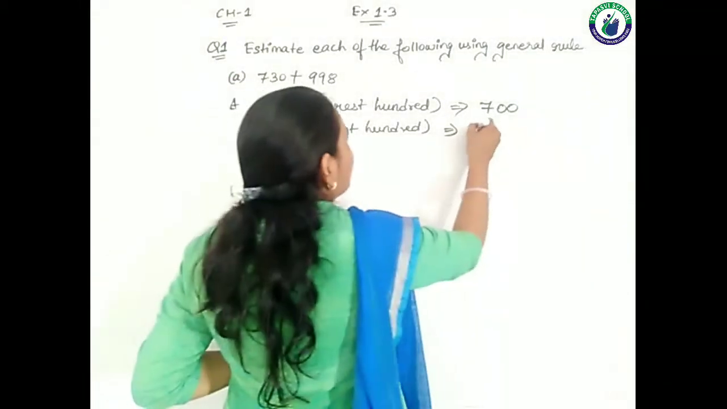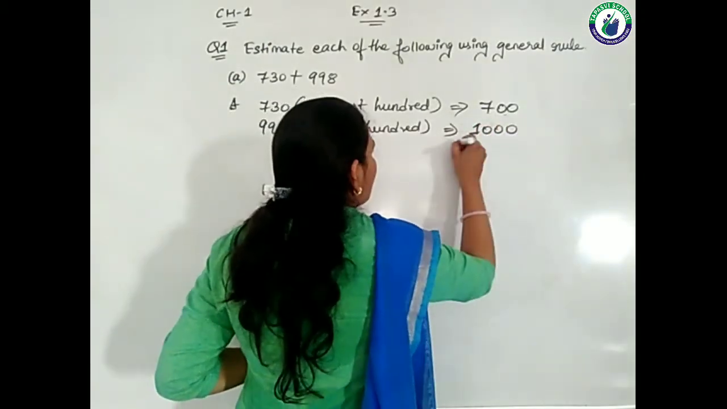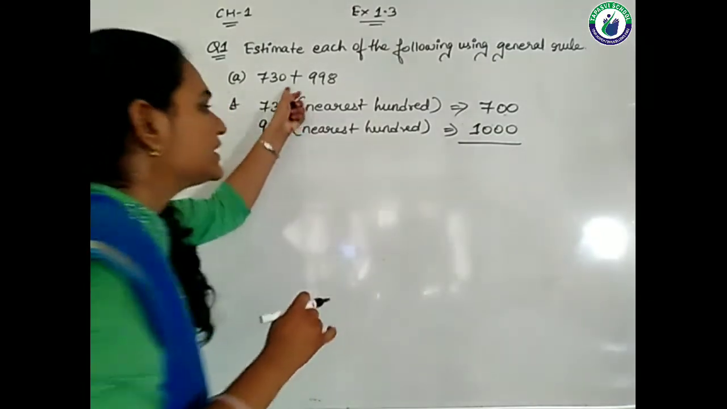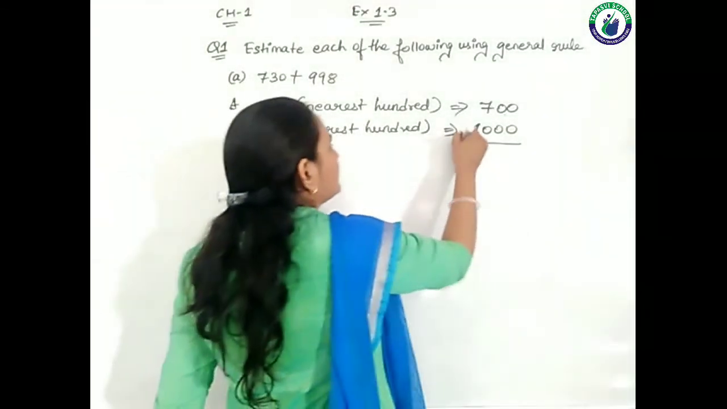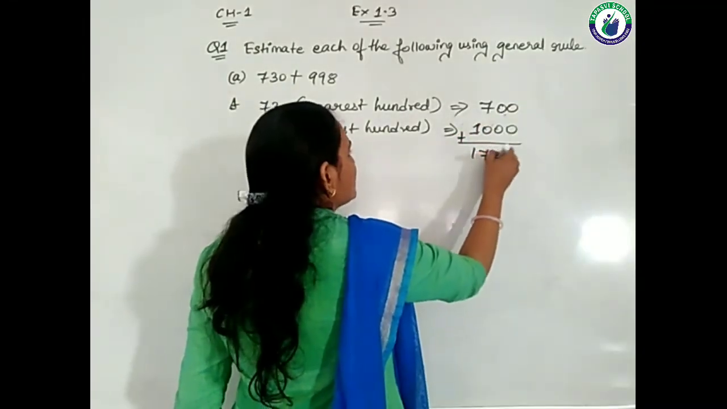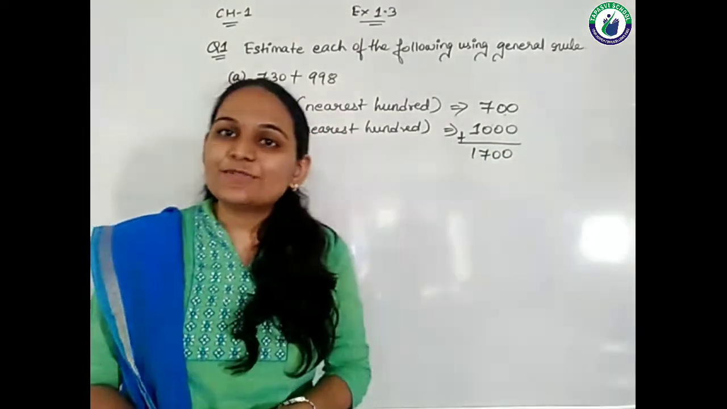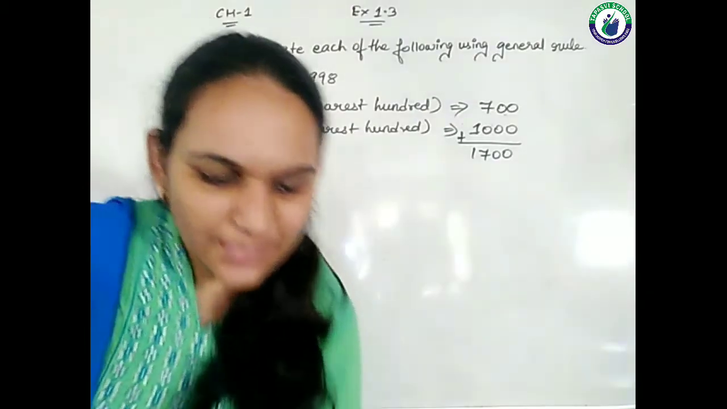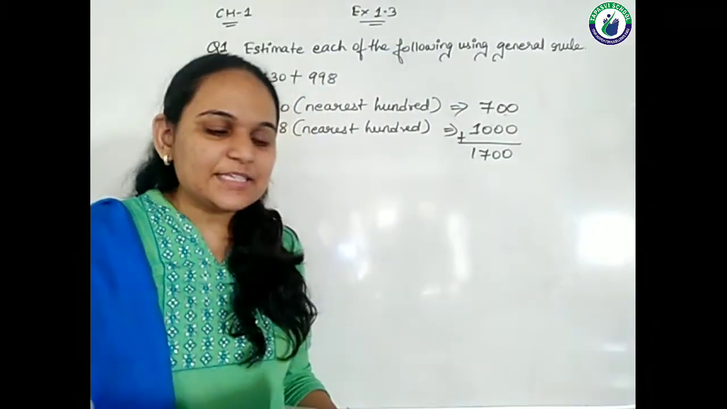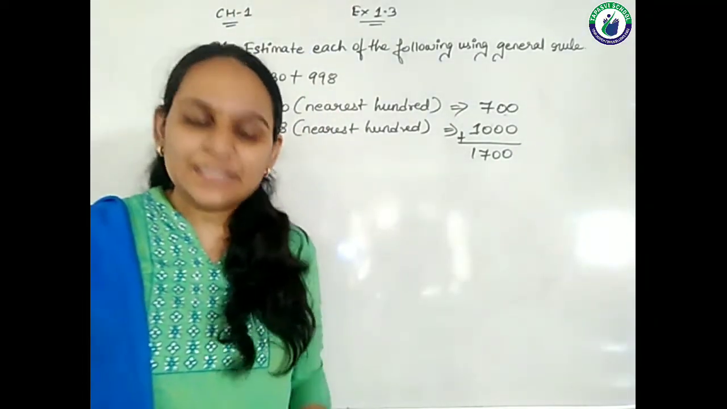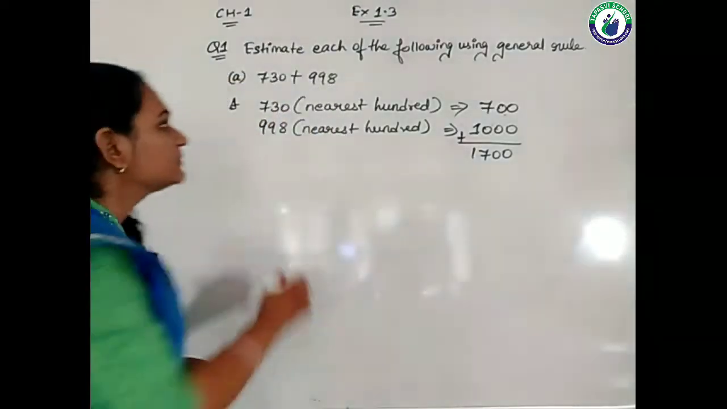So here I am writing 1000. And what I am going to do? I am going to do addition. So 1700. So this is the answer for this question. Alright, students, now see the next question, that is 796 minus 314. 796 minus 314.